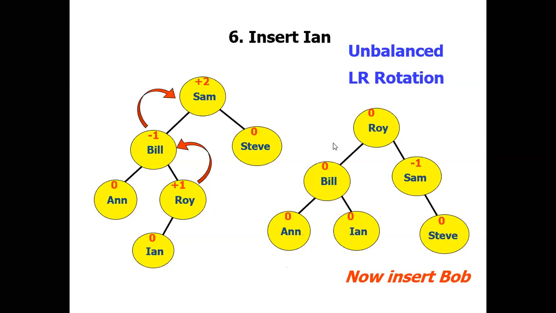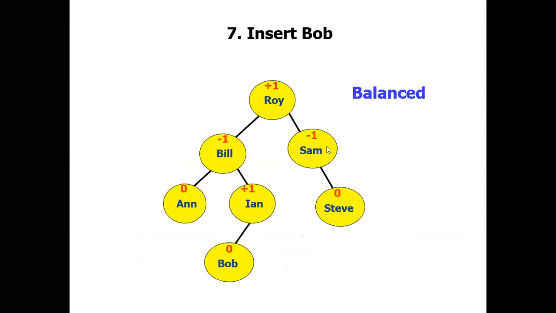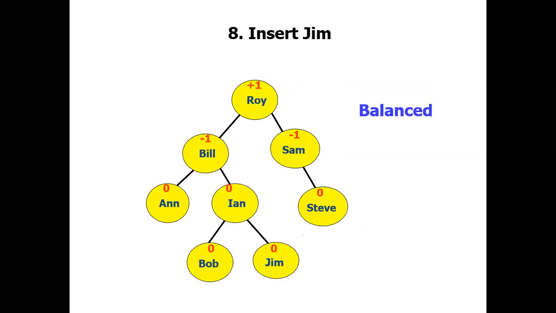So let's add another element. We add another element to this. We have added Bob and the tree is balanced. So let's add Jim. We added Jim and the tree is balanced.